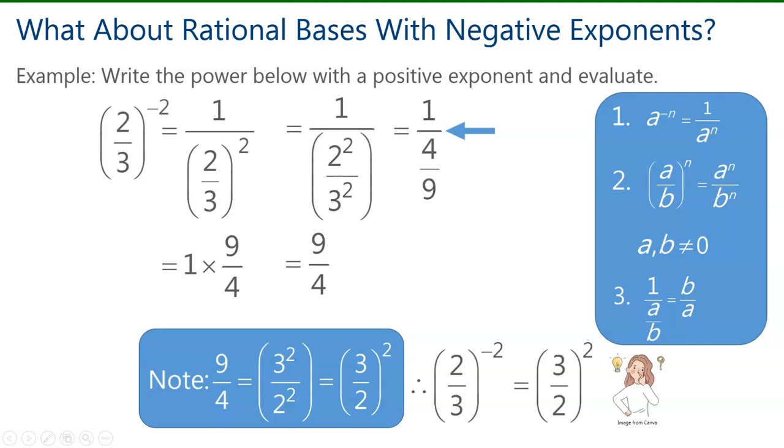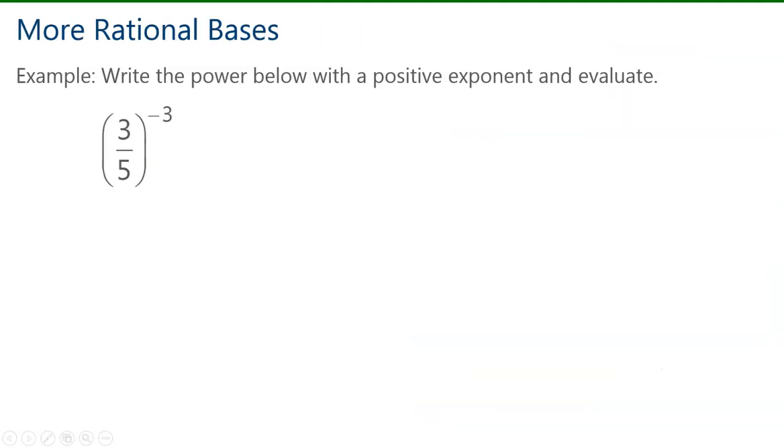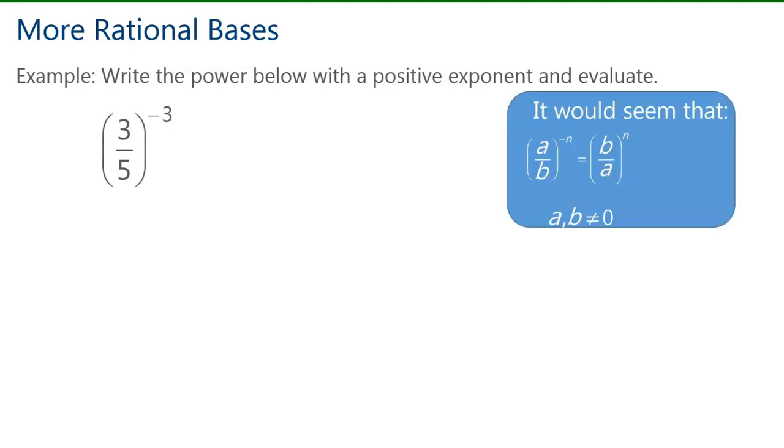This seems to hint at a shortcut. Let's look at another example with a rational base to see if this shortcut may apply. So it would seem that a over b to the -n is b over a all to the +n. b over a is simply the reciprocal of a over b.